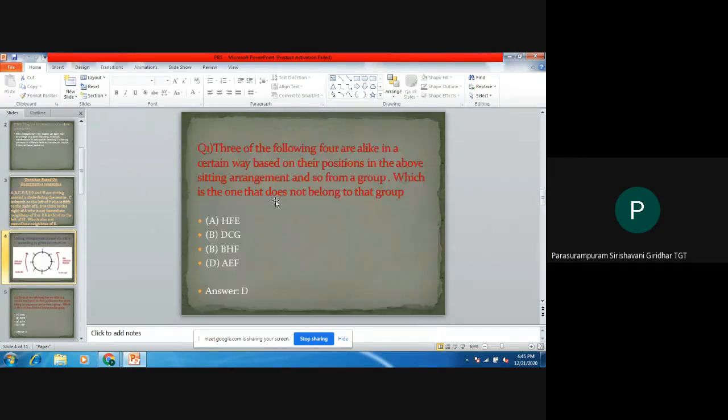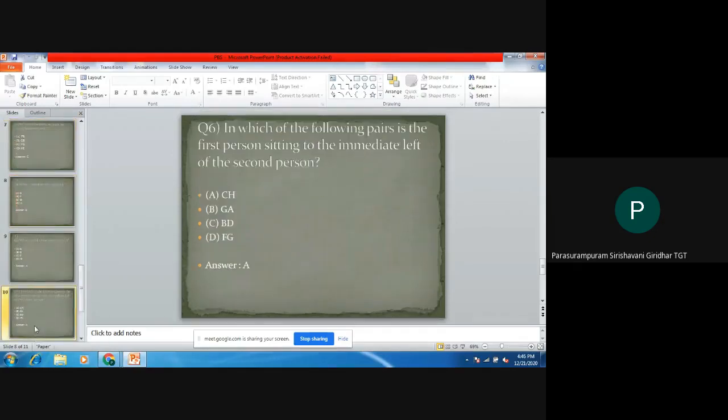Yes, G is the answer, as we discussed. Now I'll move on to the sixth question. In which of the following pairs is the first person sitting to the immediate left of the second person? Some sort of confusing sentence formation will be there. People have to skill up on how to improve their language also. In mathematics, when they want to solve problems, even the language they need to improve. So these types of problems we need to give to children. We have to expose them by giving these types of questions. Now in this, in which of the following pairs, they have given pairs, the first person sitting to the immediate left of the second person.